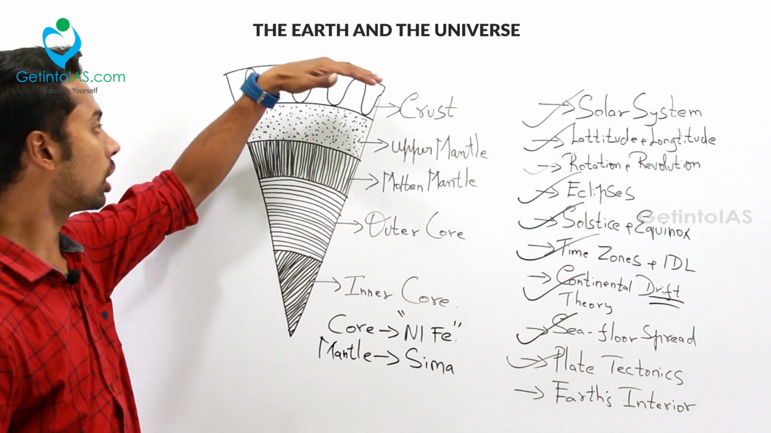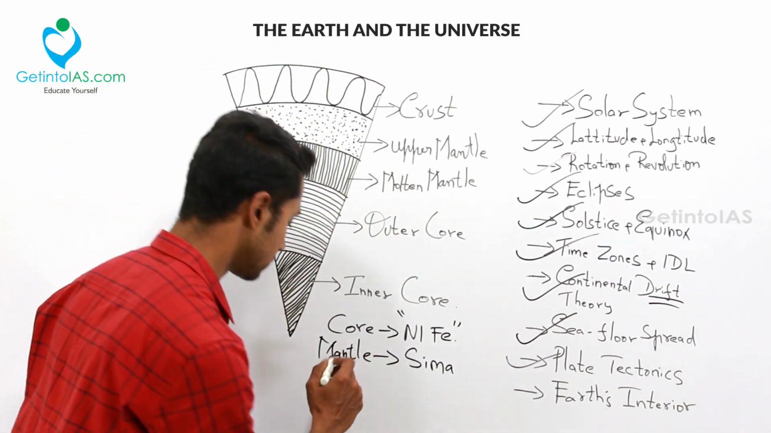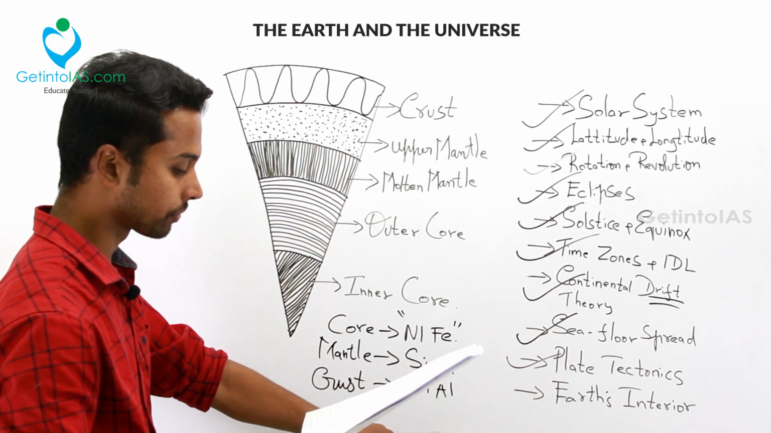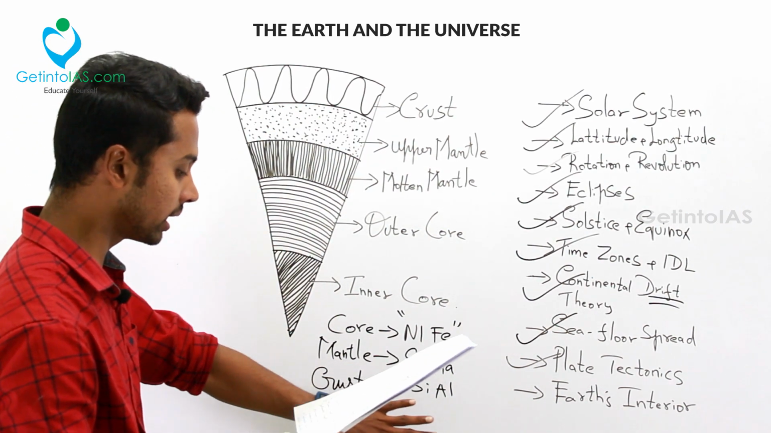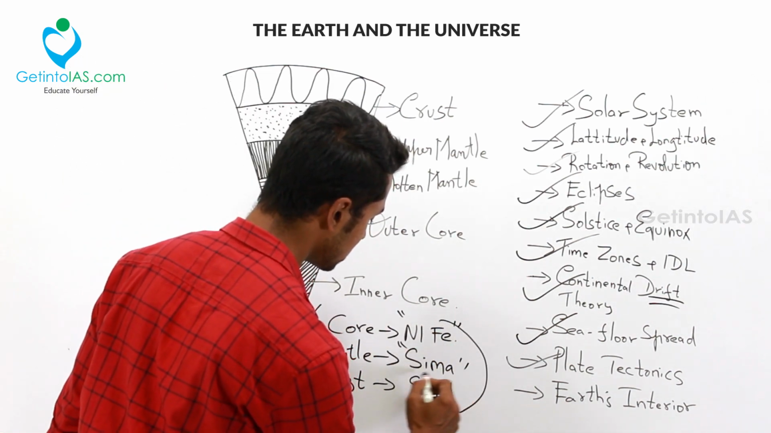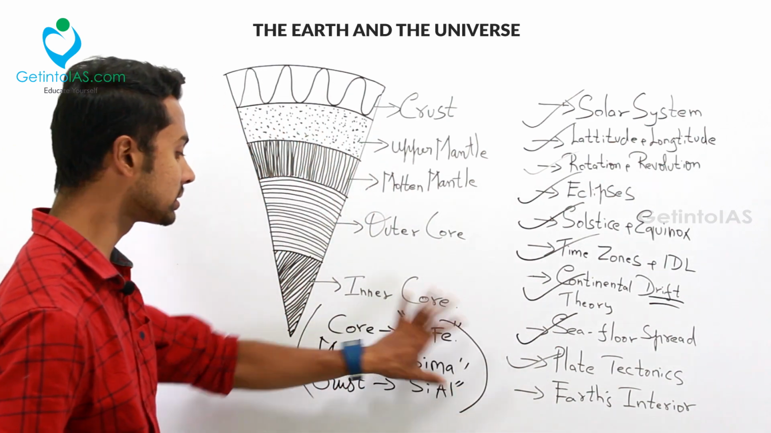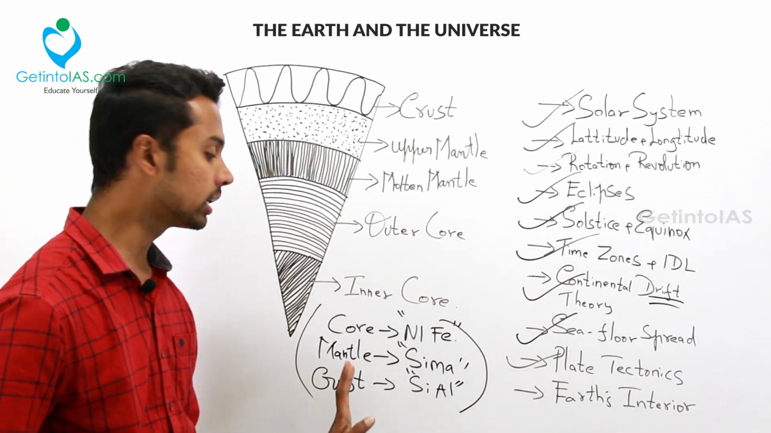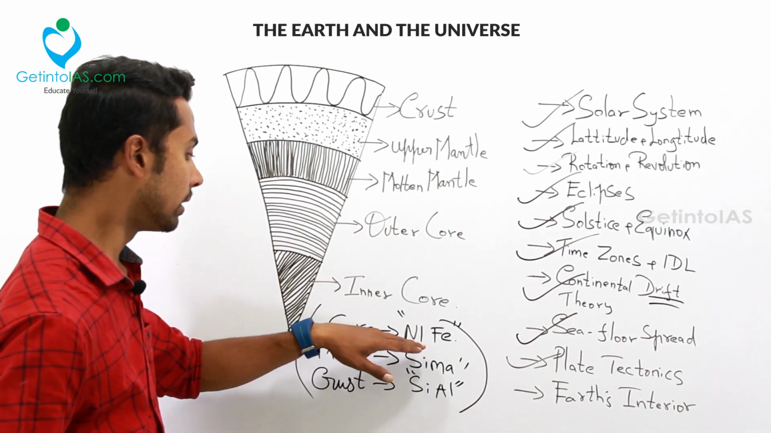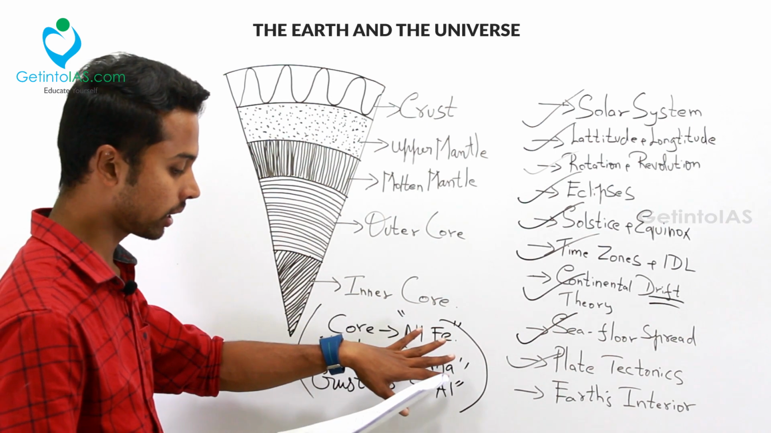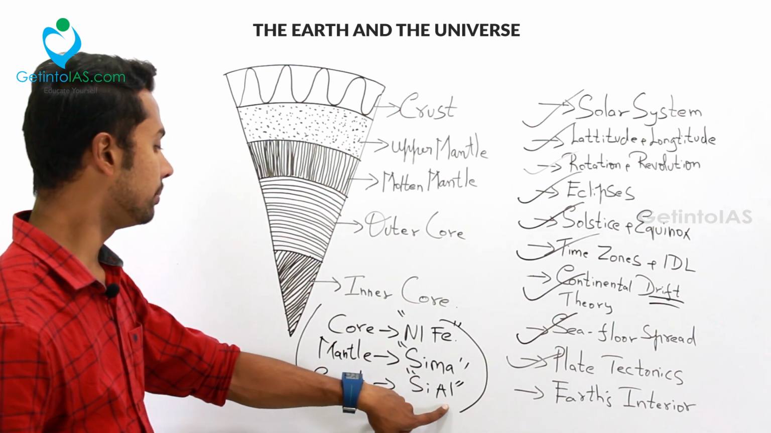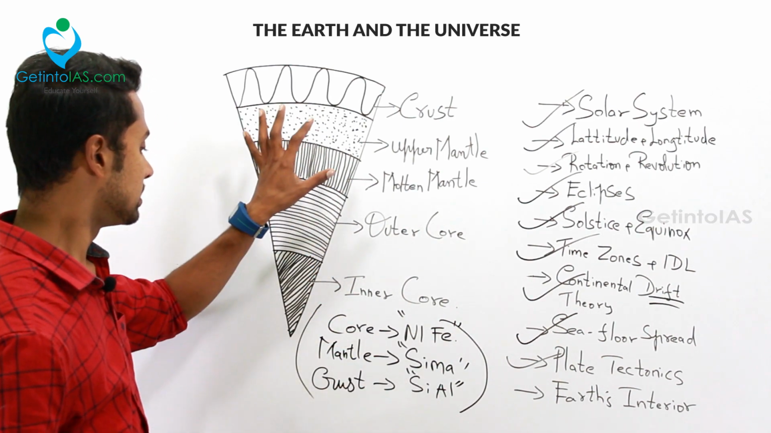Okay. Next we go to the topmost layer, which is the crust. This topmost layer, the crust, consists of silica and aluminium. Because of this it is known as the SIAL. So these three you should remember, very important, because UPSC may ask this in an MCQ or match the following, or they can give it statement-wise. The innermost core consists of nickel and ferrous, the mantle consists of silica and magnesium, and the crust consists of silica and aluminium. So NIFE, SIMA and SIAL.